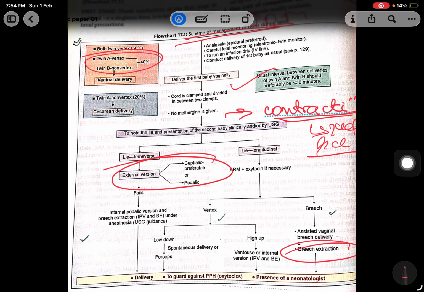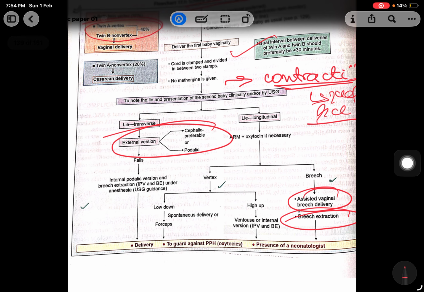First, you obviously do assisted breech delivery. What is assisted breech delivery? As I told you, you will use some forceps and deliver it. What is breech extraction? The baby does nothing, but you, the obstetrician, go and pull the baby back. That's it.